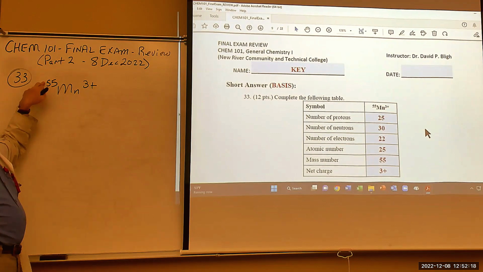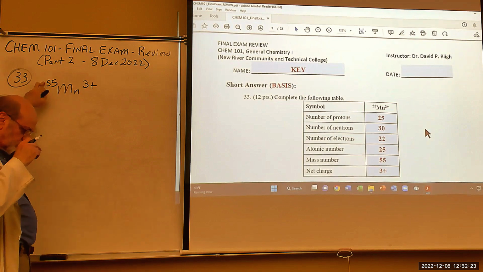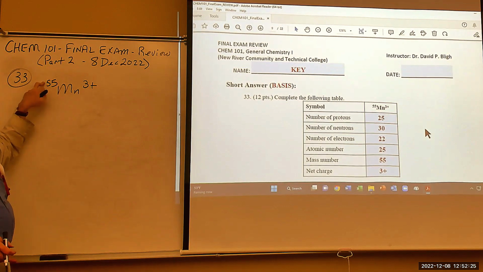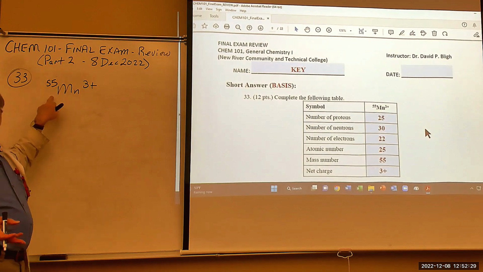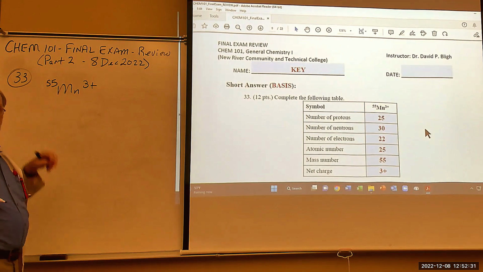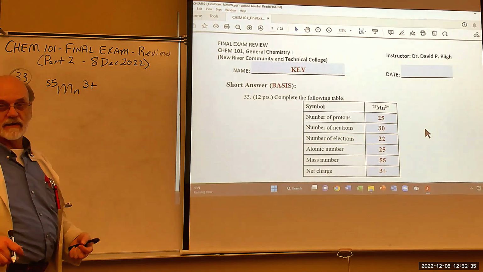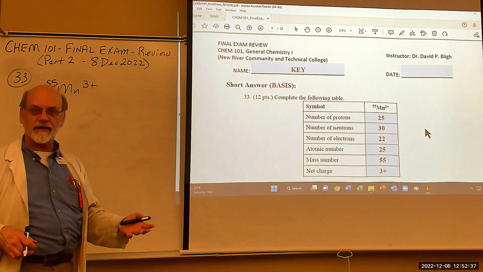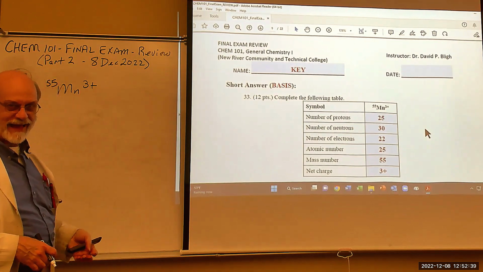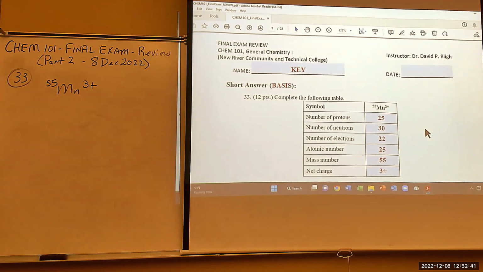This is the capital A value, or the mass number, and the mass number is protons plus neutrons. We don't have protons listed. So what do we do? It asks you for how many protons. How do you get that? Well, you go to the periodic table and look up manganese. And we look at manganese and we find that it has 25 protons.